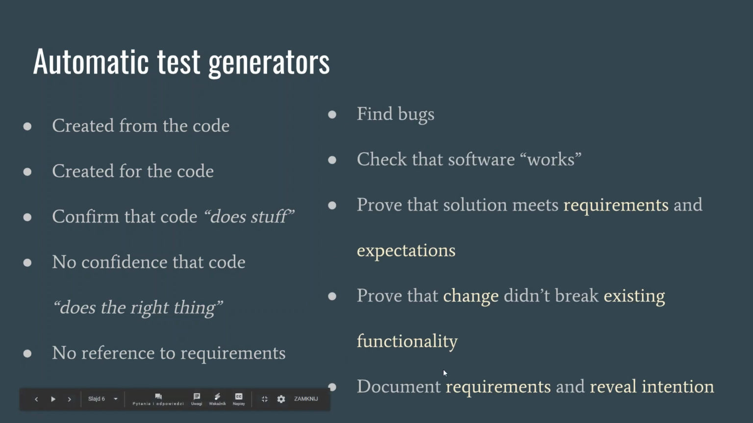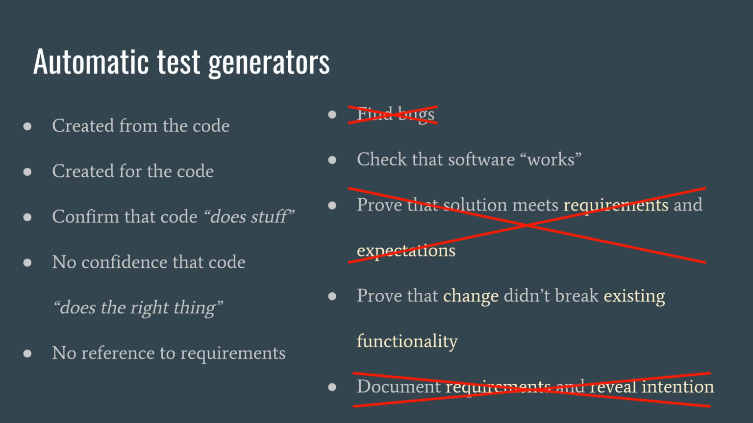So when we look at those reasons why, which I coined before, what can you get with automated test generators? Well, they won't find bugs in your existing software because they just confirm that the software works. They don't prove anything related to the requirements because they have no idea about requirements. And so they also don't give you any sense of documentation, or reveal any intention behind your software. They just simply provide information that software works. And if you have those tests generated, the only benefit I think you can get in the short term is that they will prove that a change didn't break existing functionality.